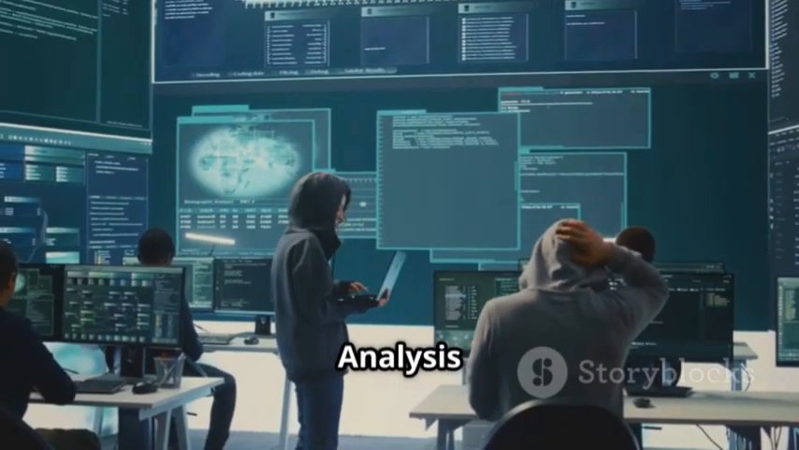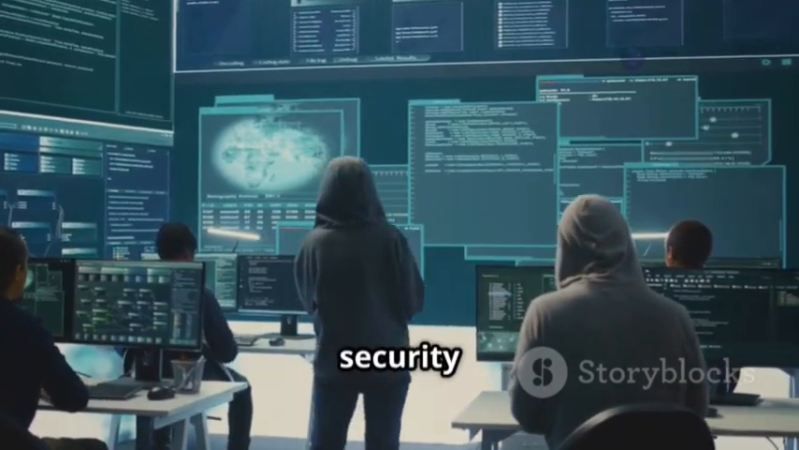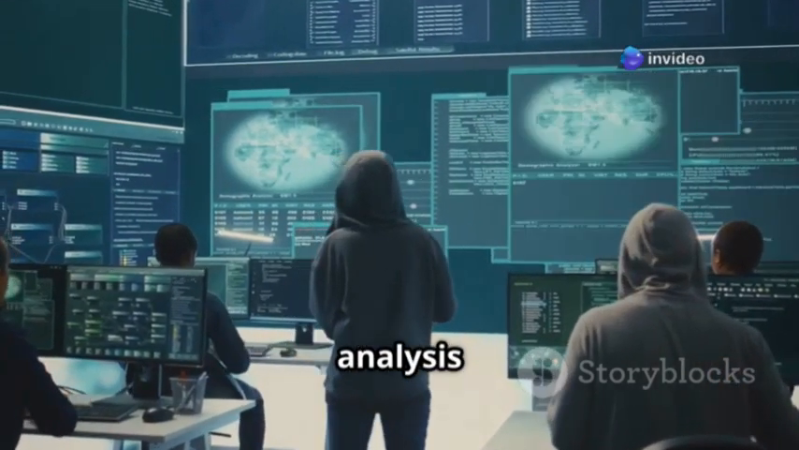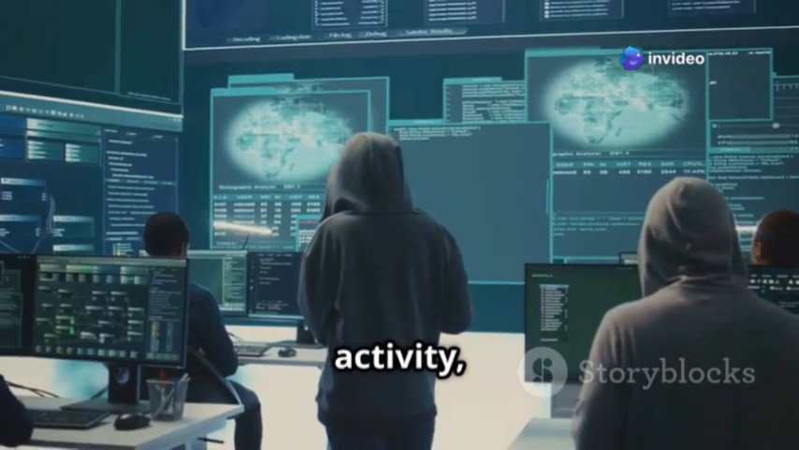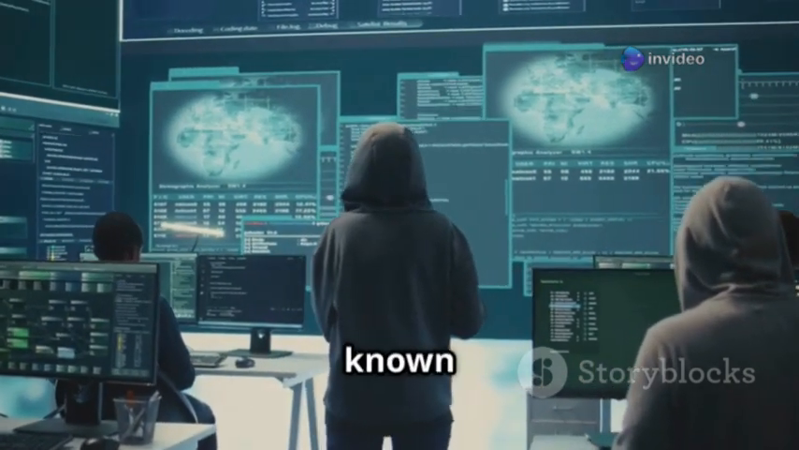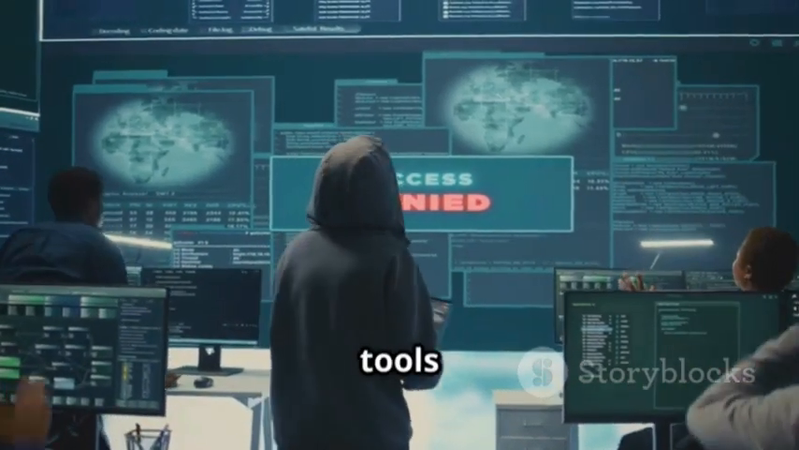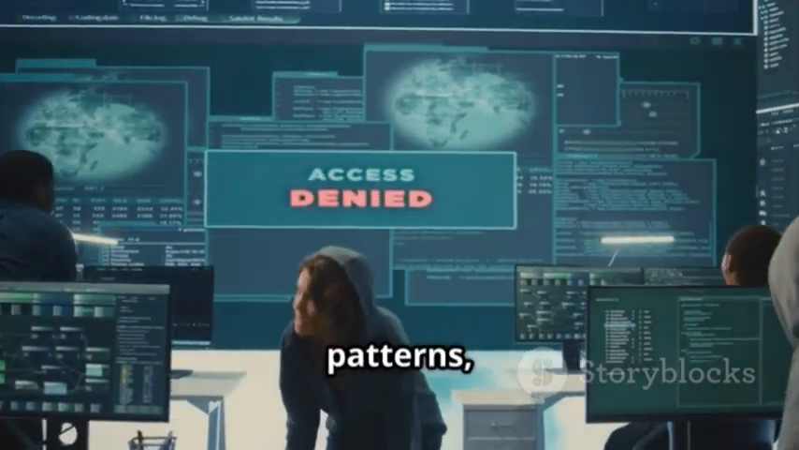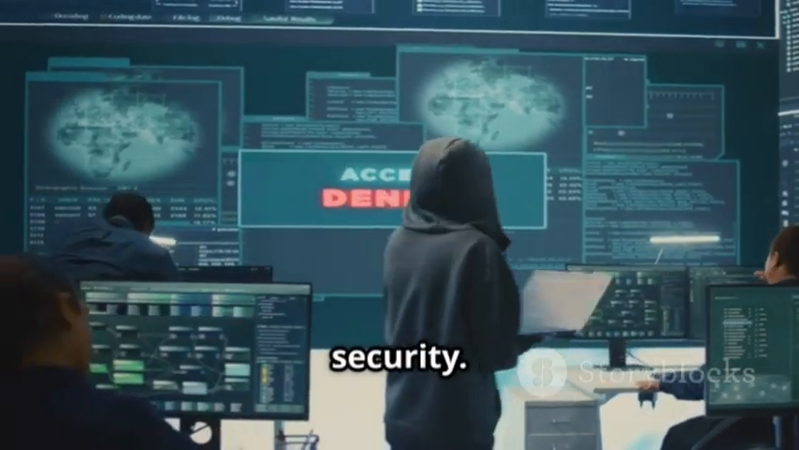Behavioral analysis tools. Invest in security solutions that utilize behavioral analysis to detect and block malicious activity, even if it doesn't match any known malware signatures. These tools can identify unusual behavior patterns, providing an additional layer of security.